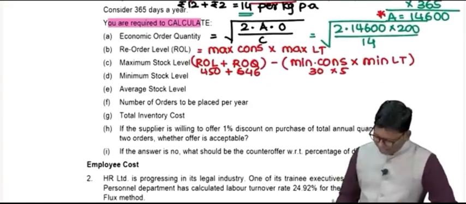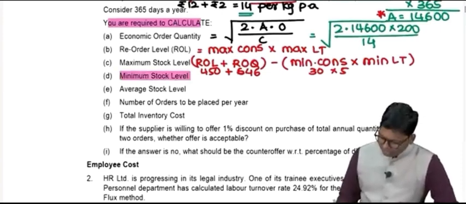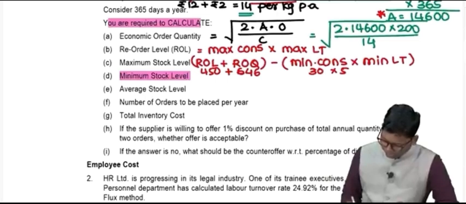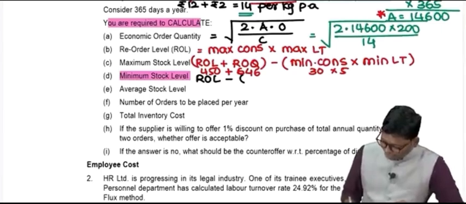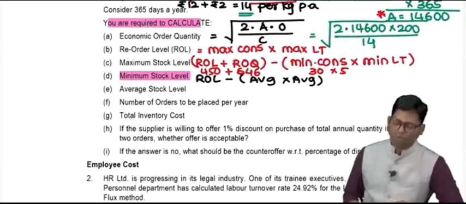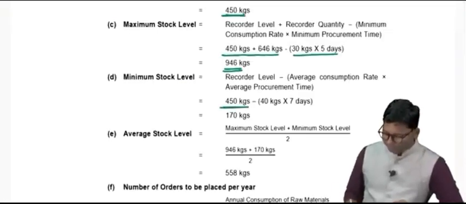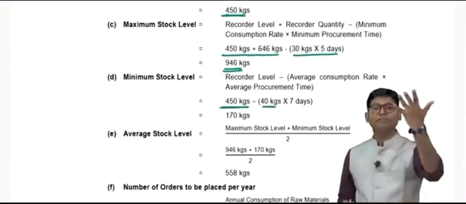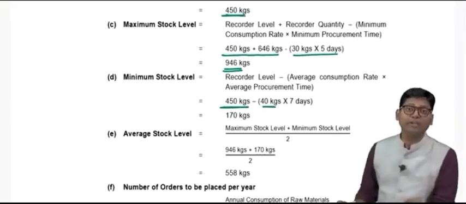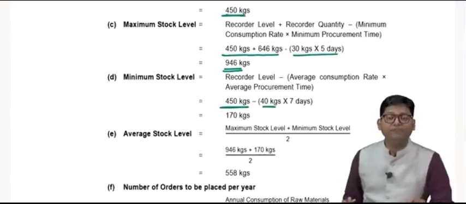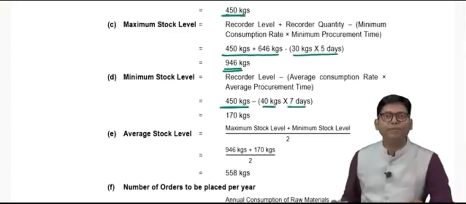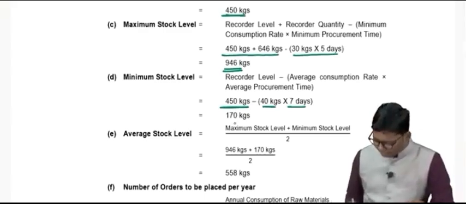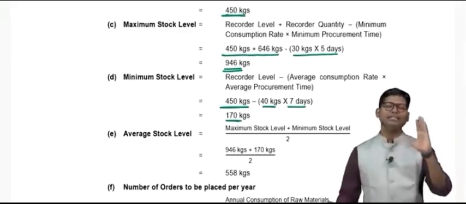The next point is asking us to calculate the minimum stock level. Guys, whenever you are calculating minimum stock level, the formula is ROL, which is already available with us, and ROL was 450. From ROL, average consumption into average lead time computation is to be deducted. My ROL is 450, recorded here. The average consumption we have already computed in the first working note when we converted weekly consumption into daily base. In that calculation we computed this 40 kgs, and it is further multiplied with 7 days. That is the average lead time, average procurement period, average delivery period. This will give you the minimum stock level. The easiest calculation and easiest formula based sum.